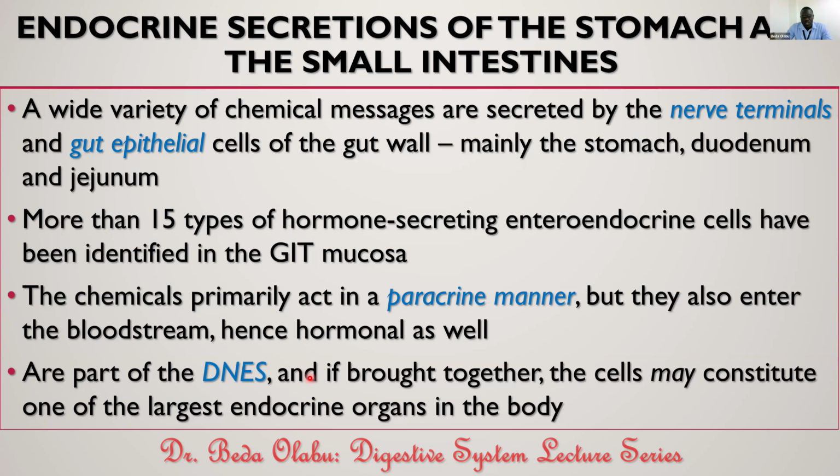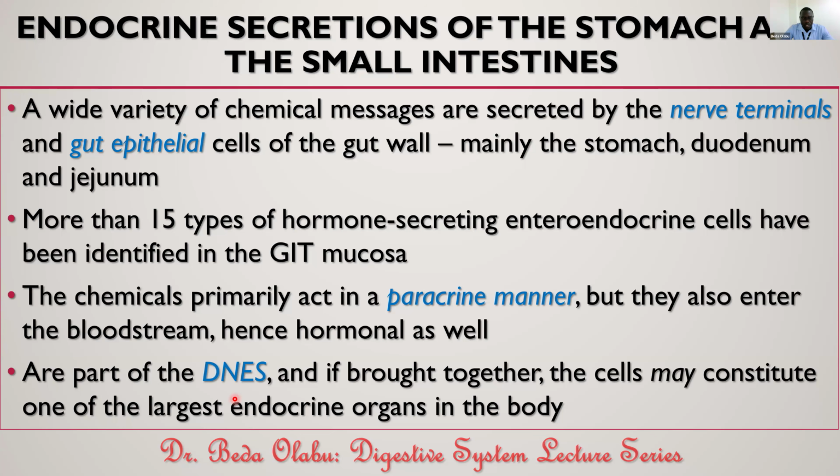They form part of what we call the diffuse neuroendocrine system of the body. The diffuse neuroendocrine system refers to a system where we have cells which are scattered, but they produce hormones into the bloodstream. These cells are stimulated by the nervous system. So that's why we call it the neuroendocrine system.